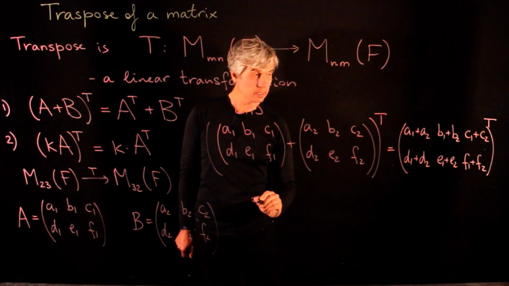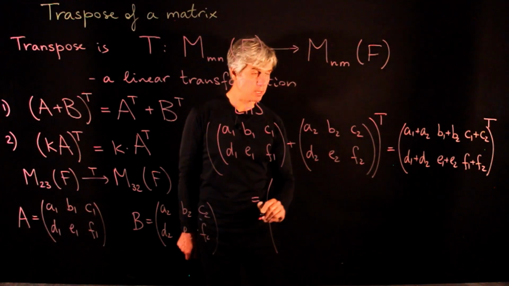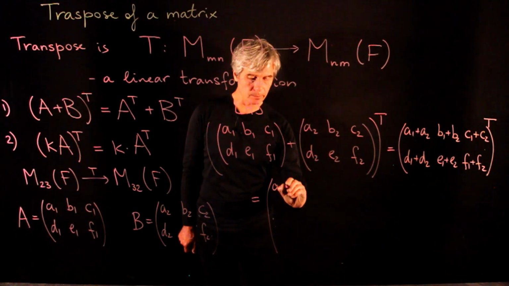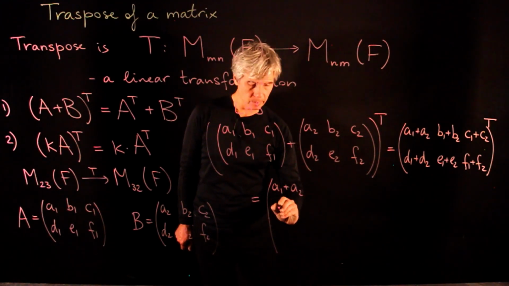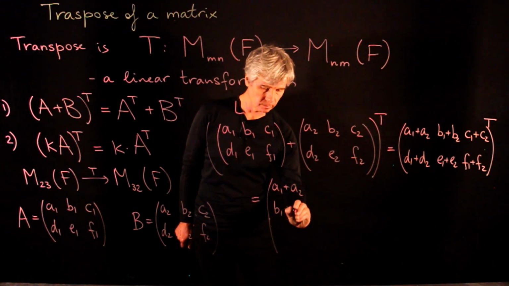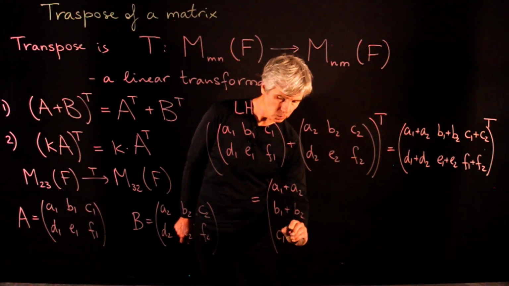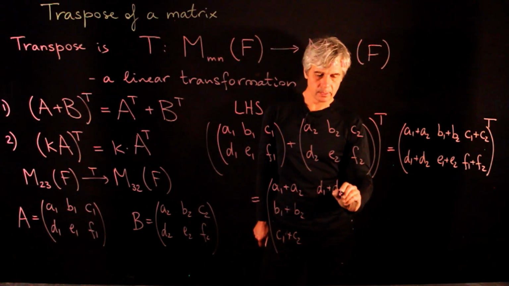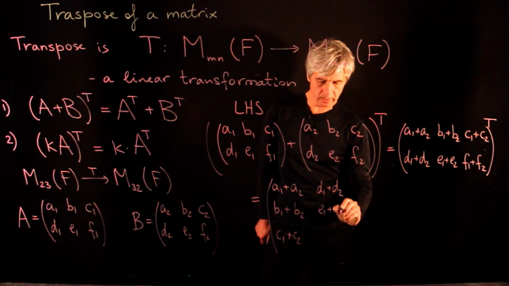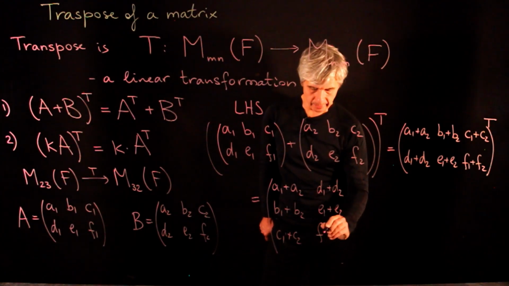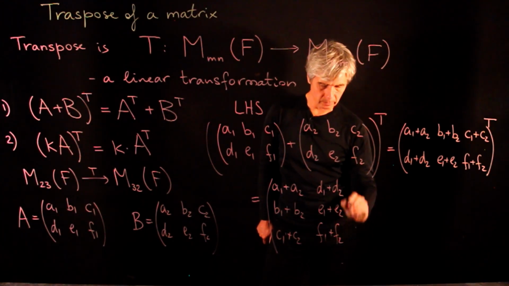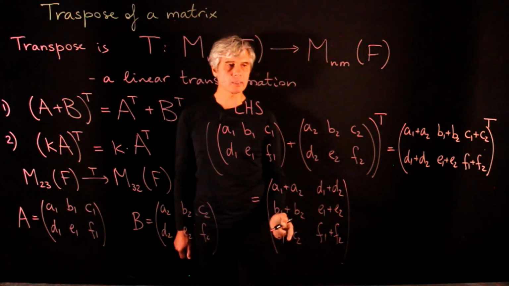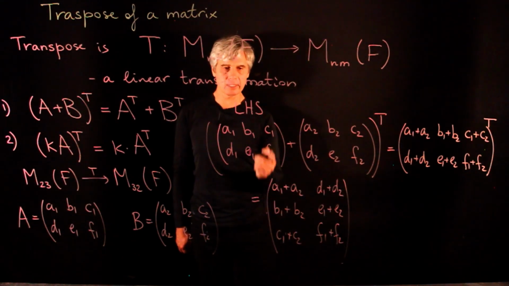And the result is going to be a 3 by 2 matrix. So we have A1 plus A2, B1 plus B2, C1 plus C2, D1 plus D2, E1 plus E2, and F1 plus F2. Right? So this is the result of the calculation of the left-hand side.